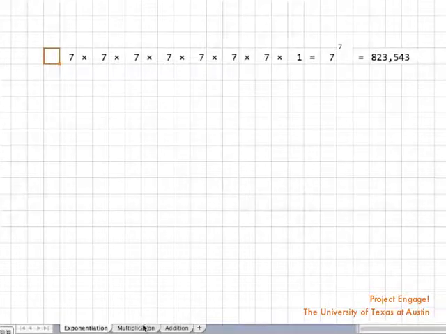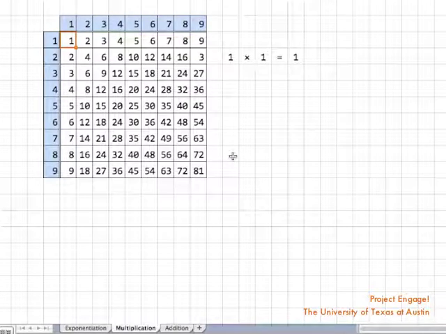Okay, let's look at multiplication. So multiplication is also sort of a compressed notation, this time of addition. So we have our multiplication table here of single-digit numbers. And let's say we want to multiply 3 times 6. So what does this mean? Well, it means we're taking the number 6 and adding it up 3 times.